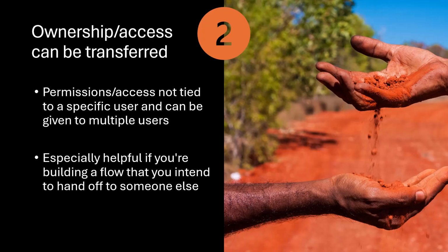And this is really helpful if you're building a flow that you know you're going to be handing off to somebody else. So as long as both you and that person have access to that shared mailbox, build a flow using the shared mailbox, and then once you hand it off, have your access to the mailbox removed, and it's all theirs. So it makes it very easy.